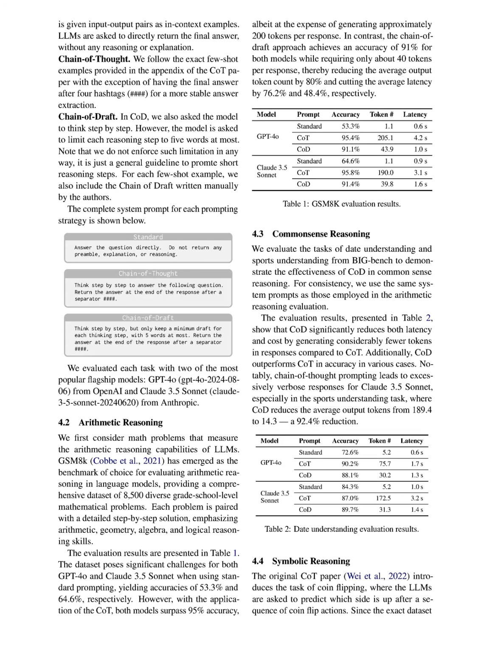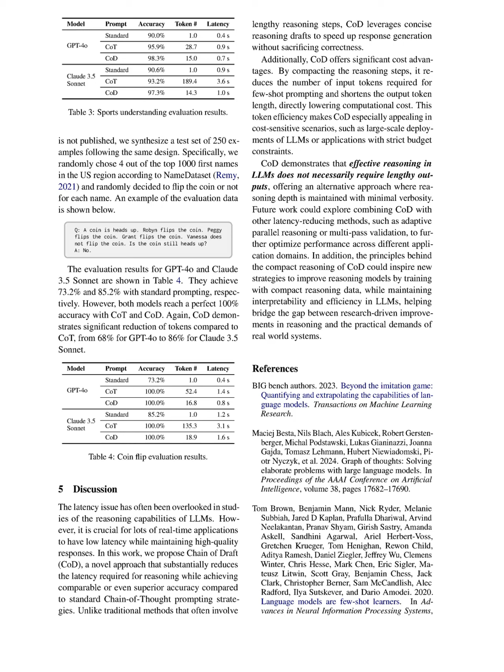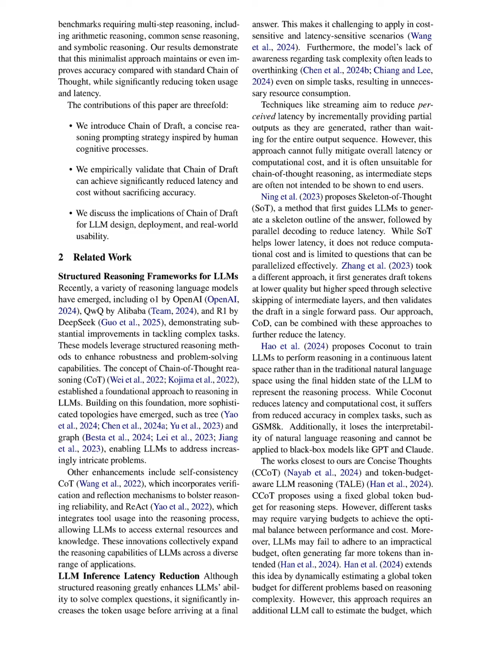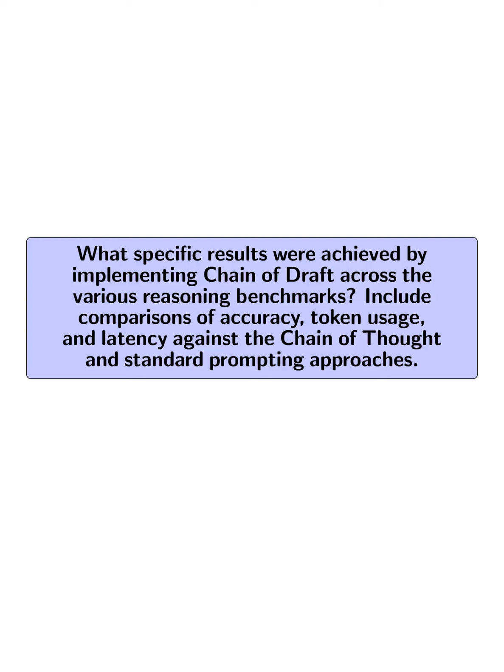Results showed that COD achieved 91% accuracy in arithmetic reasoning, with only 40 tokens per response, significantly reducing token count by 80% and latency by up to 76.2% compared to COT, which had over 95% accuracy but used approximately 200 tokens. Additionally, COD outperformed COT in common sense reasoning tasks, demonstrating its efficiency and effectiveness across various benchmarks. What specific results were achieved by implementing chain of draft across the various reasoning benchmarks? Include comparisons of accuracy, token usage, and latency against the chain of thought and standard prompting approaches.